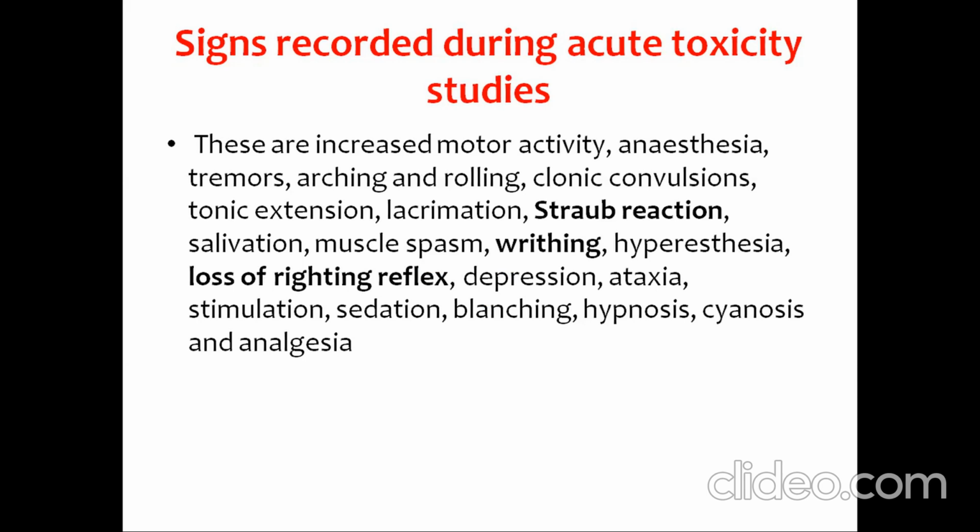So what are the signs recorded during acute toxicity studies? These are increased motor activity, anesthesia, tremors, arching and rolling, clonic convulsions, tonic extensions, lacrimation, straub reaction, salivation, muscle spasm, writhing, hyperesthesia, loss of righting reflex, depression, ataxia, stimulation, sedation, blanching, hypnosis, cyanosis as well as analgesia.